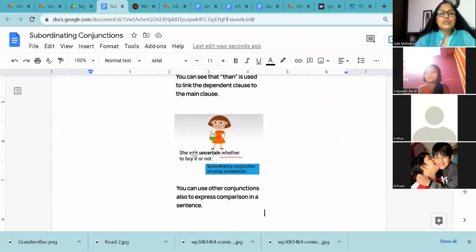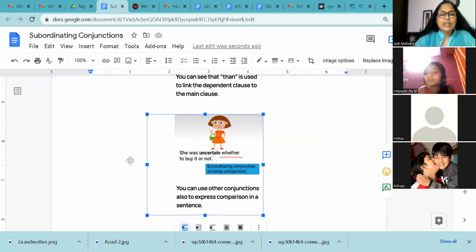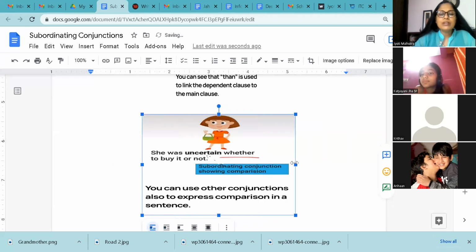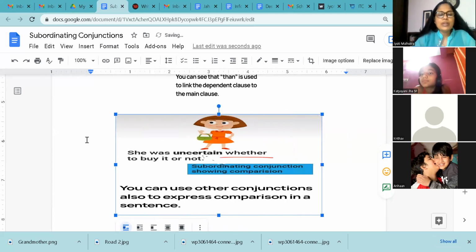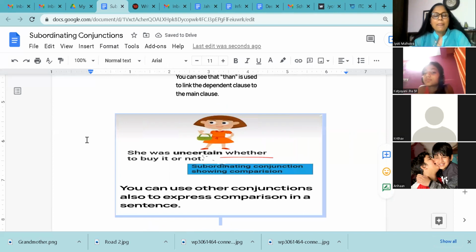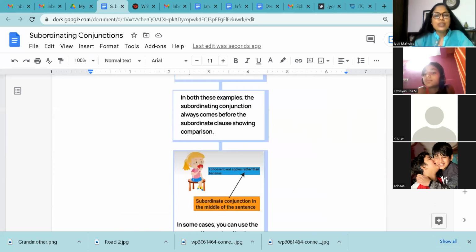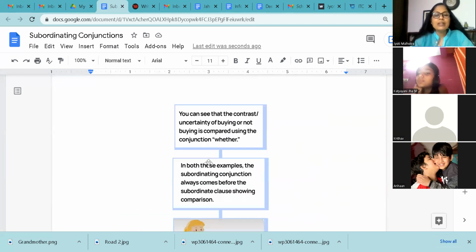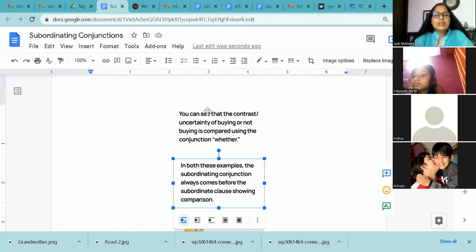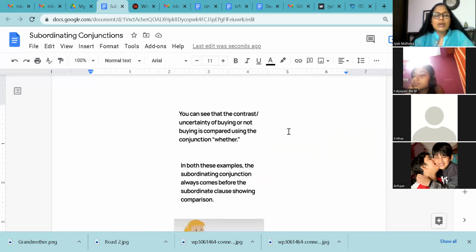Now, than here is used to link the dependent clause with the main clause. Let's have a look at this one. She was uncertain whether to buy it or not. Which one is the conjunction here? Whether. Very good. So whether is the conjunction here. Should I buy it or should I not buy it? That is the confusion in her mind. You can see that the contrast of buying or not buying comes out through the conjunction whether.